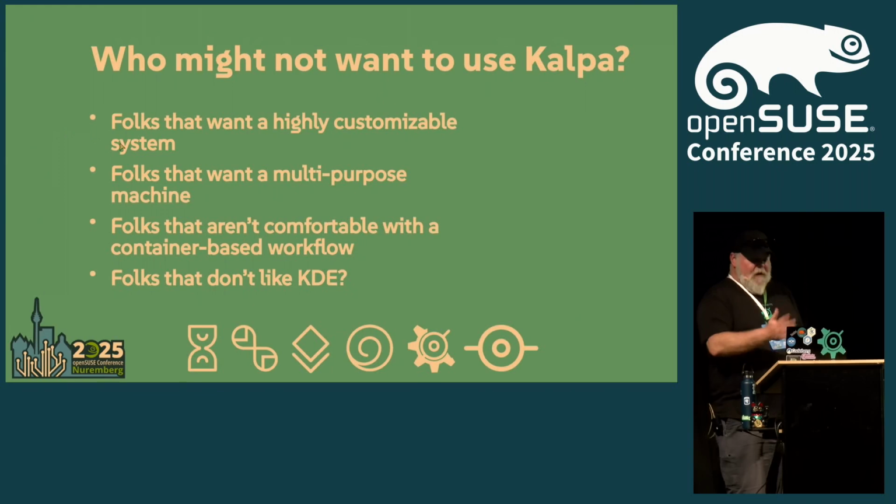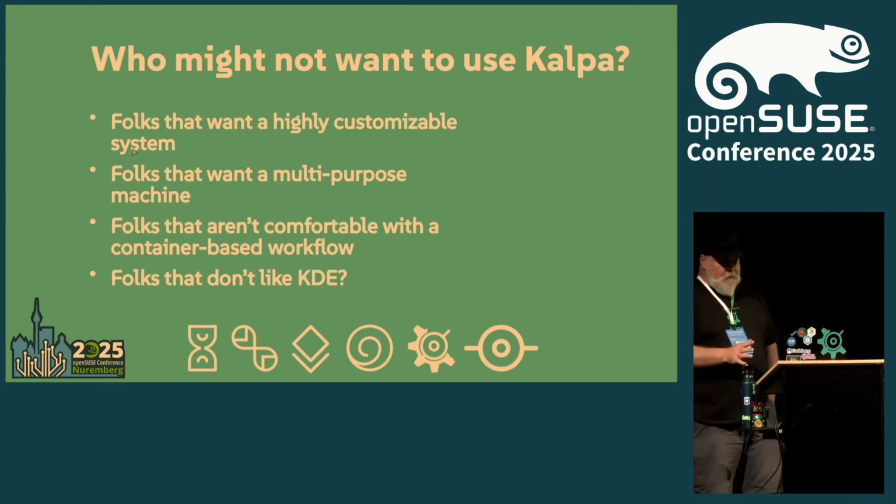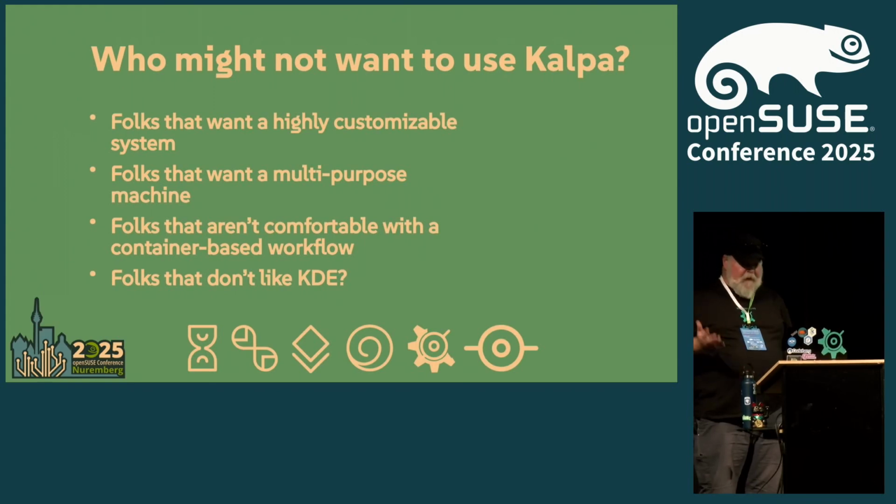So, who might not want to use this? If you want a super highly customizable system, or if you want to run multiple desktops, it's probably not for you. If you want a multi-purpose machine where you're running servers and your desktop and everything else, again, probably not the best choice. Tumbleweed is there and it's not going anywhere.